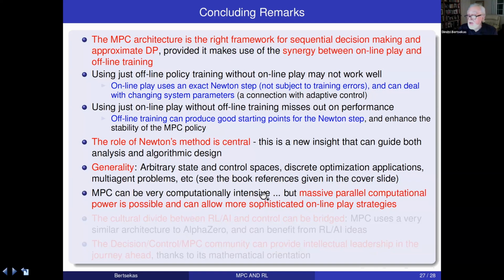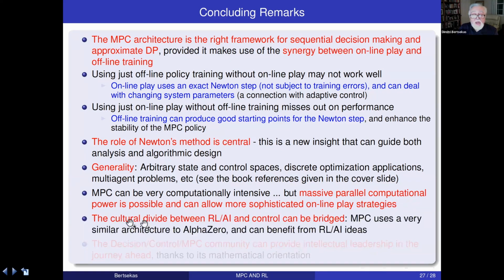MPC can be very computationally intensive, particularly for longer look-ahead and also stochastic problems. But massive parallel computational power is possible and can allow more sophisticated online play strategies.